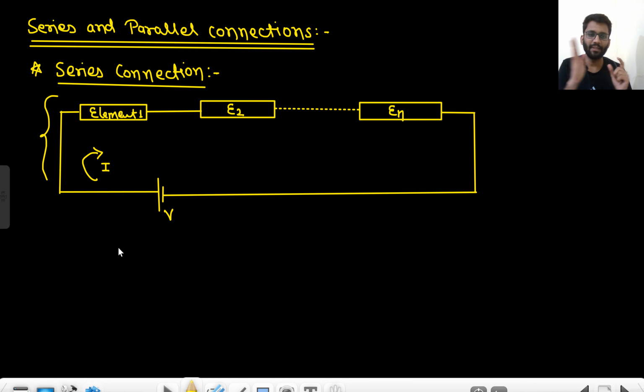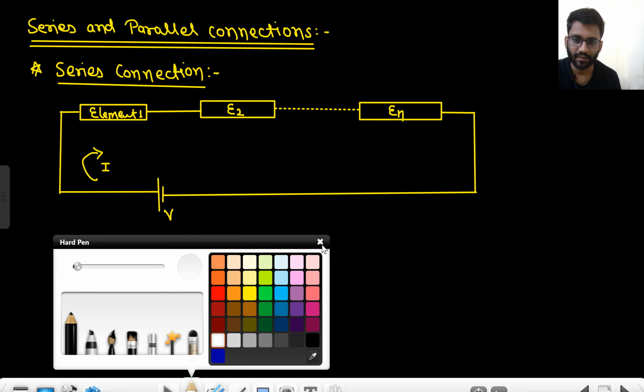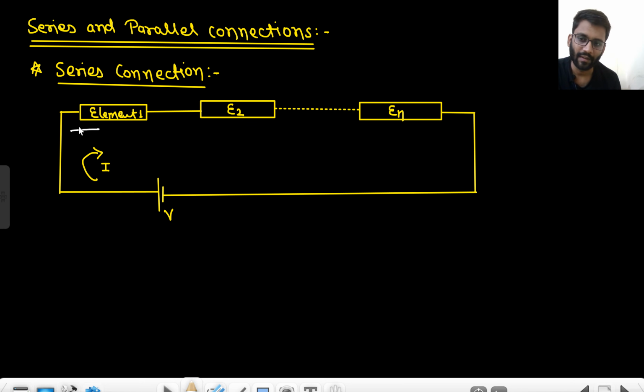So whenever some elements are connected in series, what does that mean? That means that all the elements will be having the same amount of current and different voltages. Here current I, here also current I, here also current I, but the voltages would be different. Here we will have V1 voltage, here V2 voltage, here we can have Vn voltage.